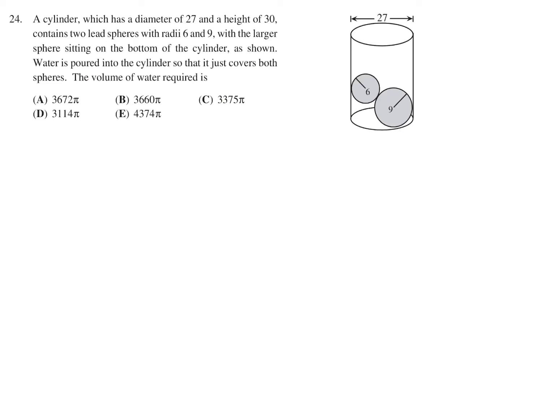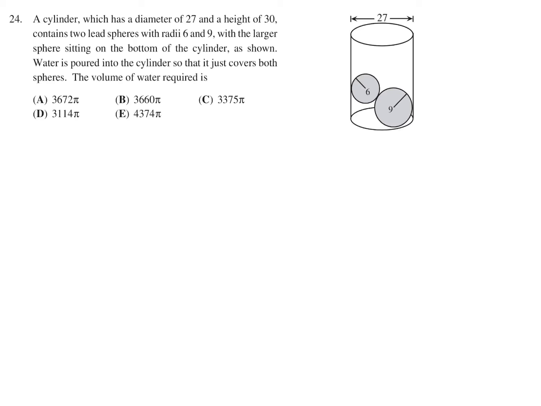A cylinder which has a diameter of 27 and a height of 30 contains two lead spheres with radii 6 and 9, with the larger sphere sitting on the bottom of the cylinder, as shown. Water is then poured into the cylinder so that it just covers both spheres. The volume of water required is.